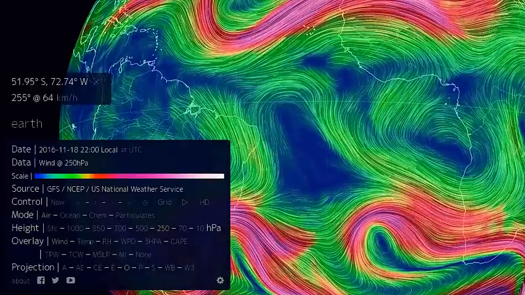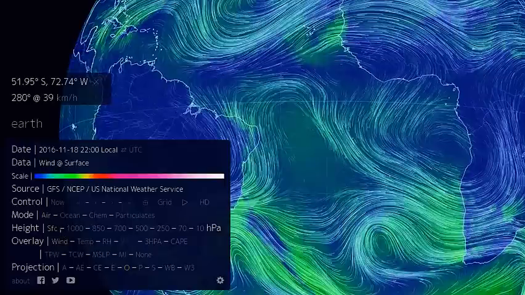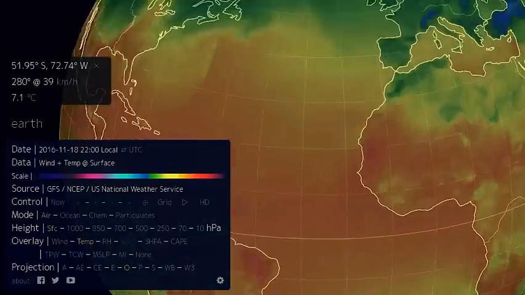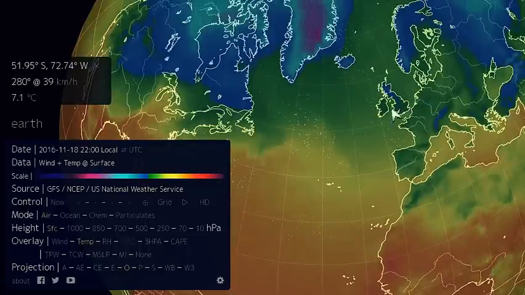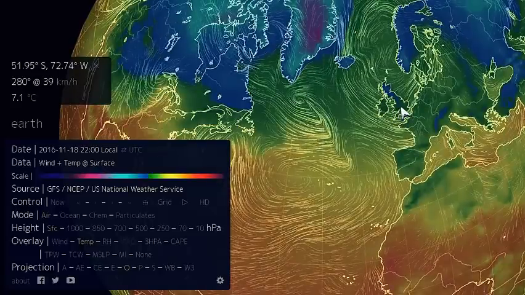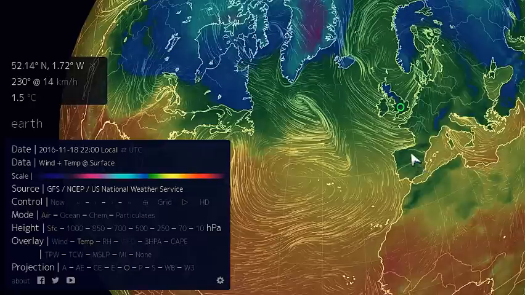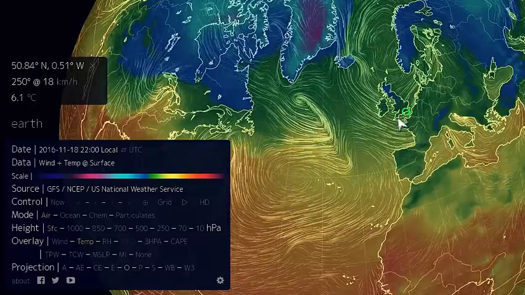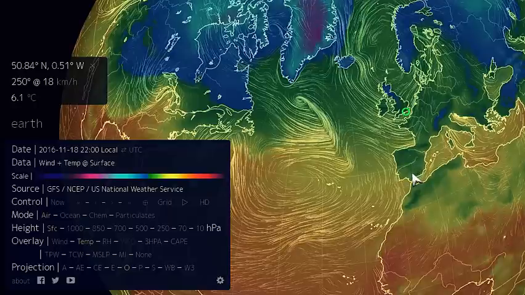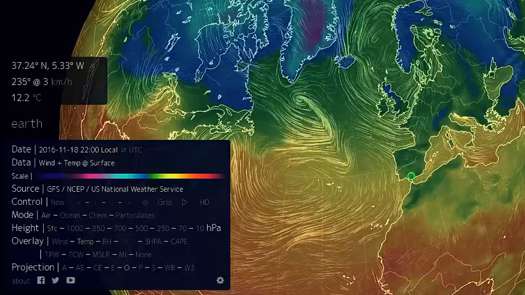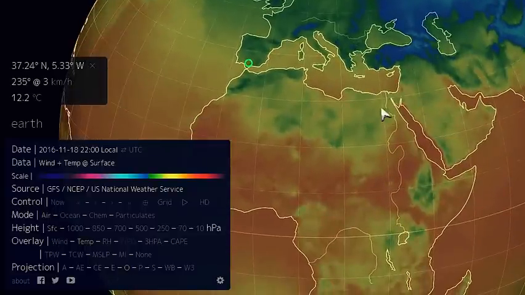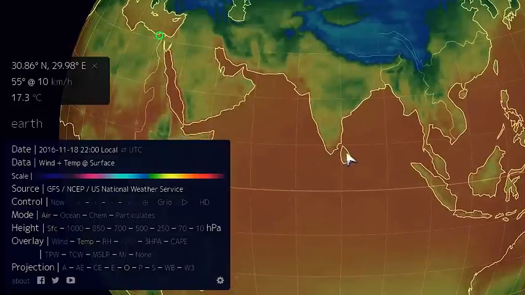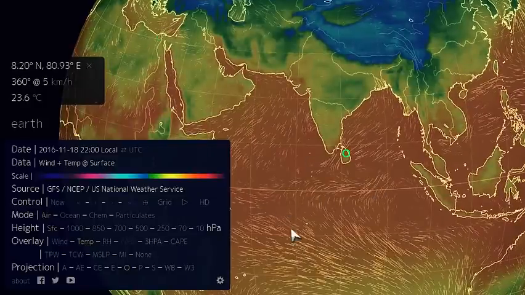So coming back to the surface, I think it's also interesting to look at the temperatures. This is the temperature at the surface. If you were standing on the surface, this is the temperature that you would feel. For example, if you were in the UK, maybe down here by Brighton or Southampton, 6.1 degrees C. Over here, Gibraltar, 12.2 degrees C. Over here in Egypt, it's nice and warm, 17.3 degrees C. You can explore around Sri Lanka, again, 23.6 degrees C.